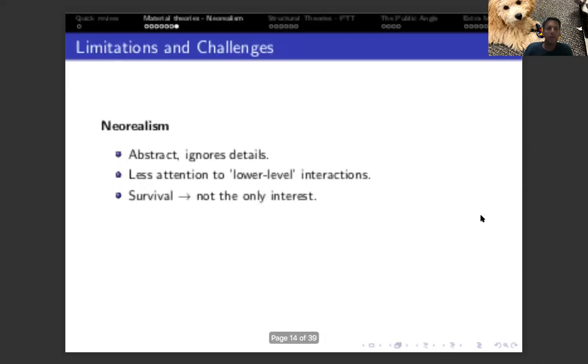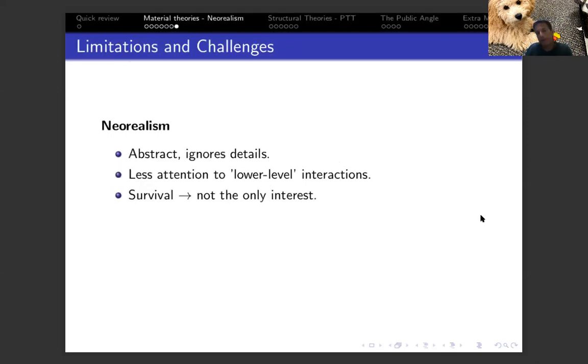All right, so finishing up on neorealism, I wanted to have one slide that puts together all the different limitations of this theory. I talked a lot about them in different slides throughout today and on Tuesday. So I just put everything together into one list so we can make sure that we are on the same page here.